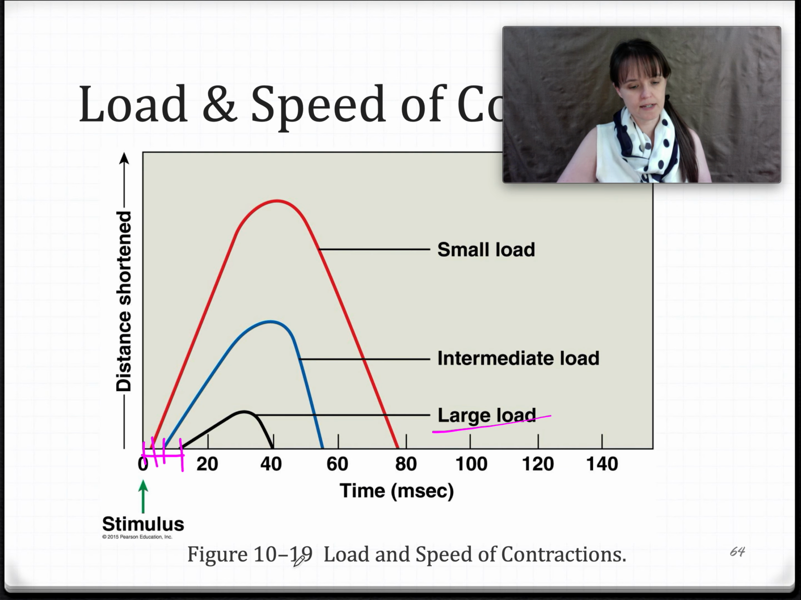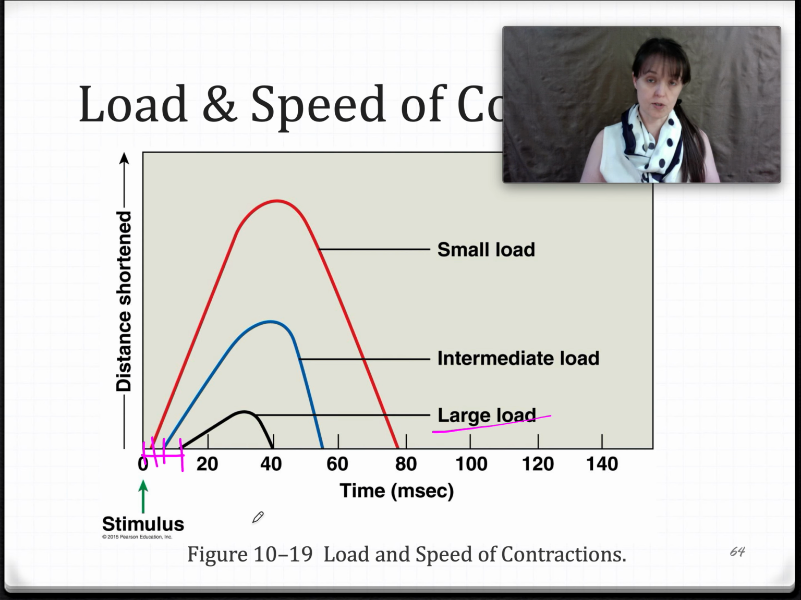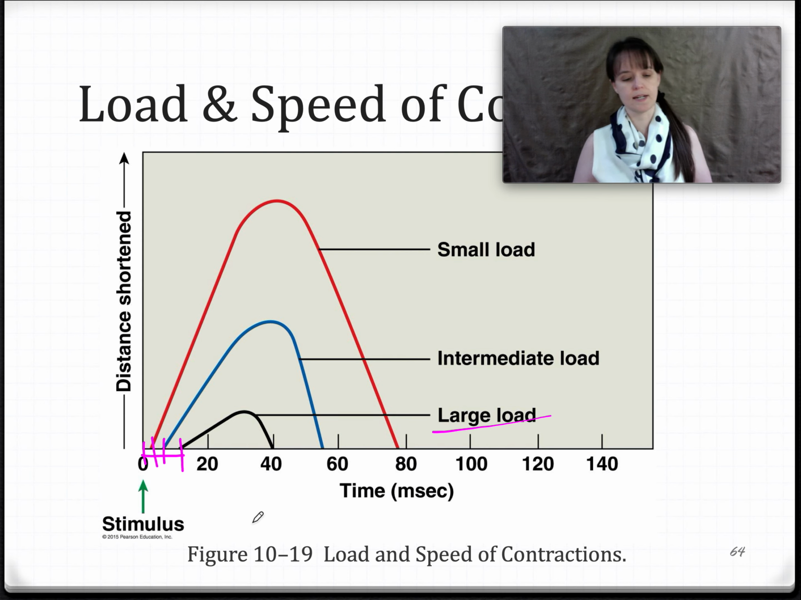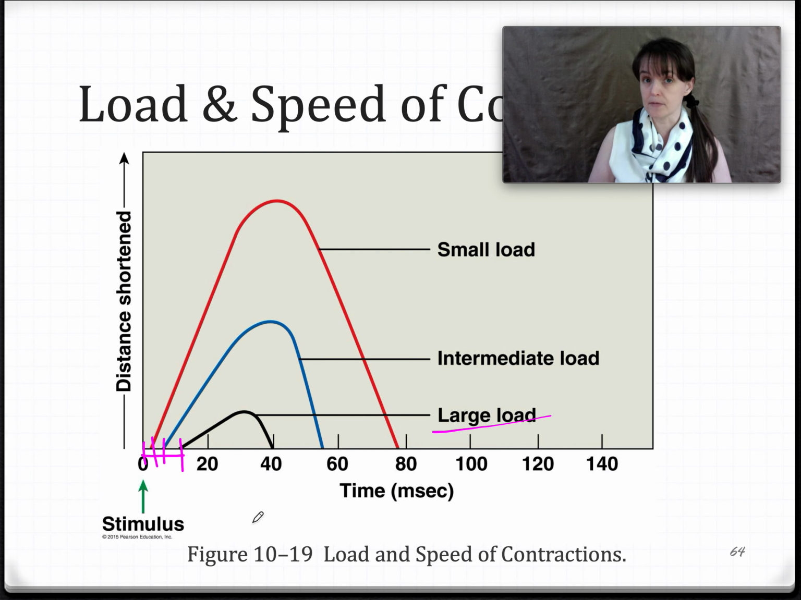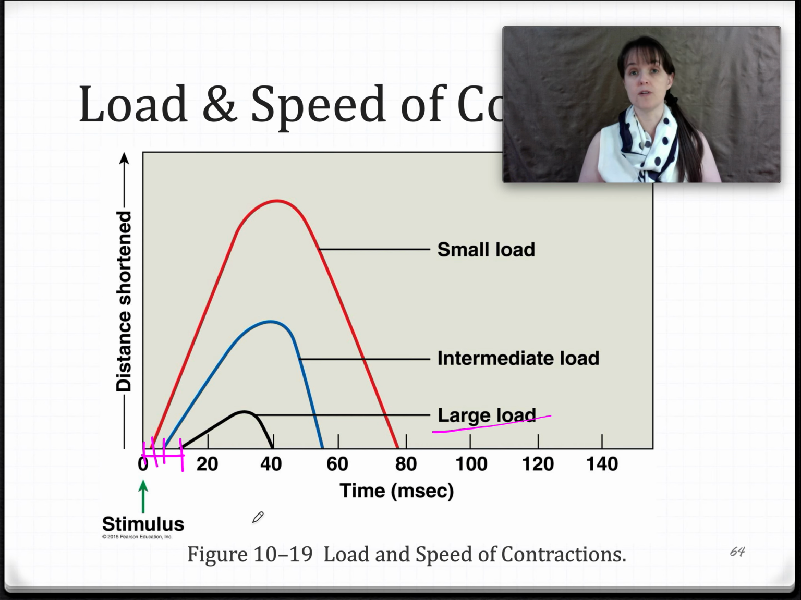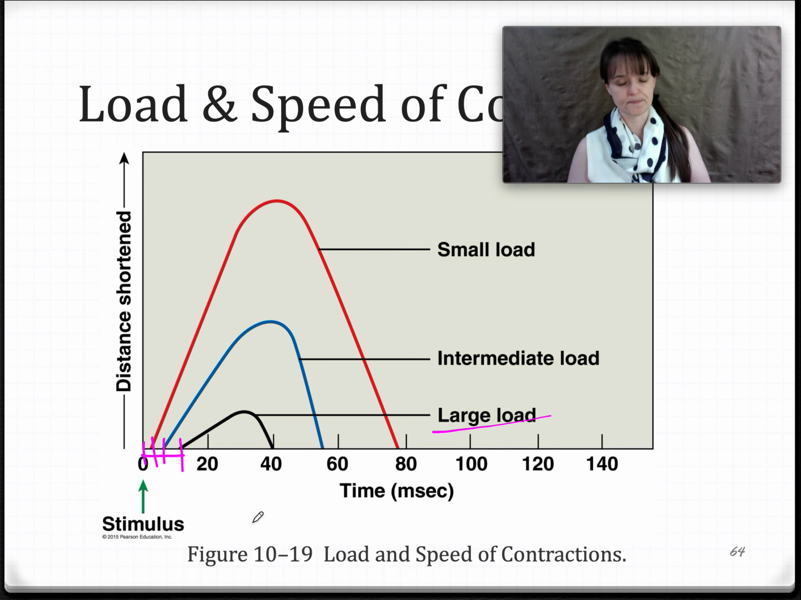Can the Z lines be pushed apart? No. So how does a muscle return to its resting length? Well, we have said before that the return to resting length is passive. And passive means that you do not burn ATP to do it. At least this muscle isn't. So how does that happen? There are a number of ways.